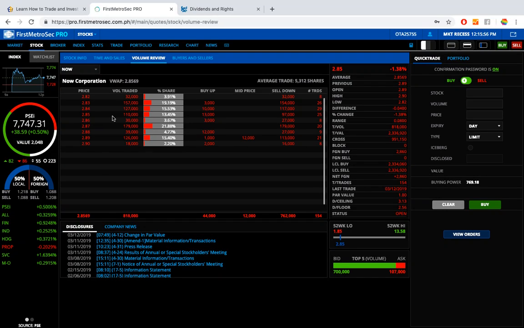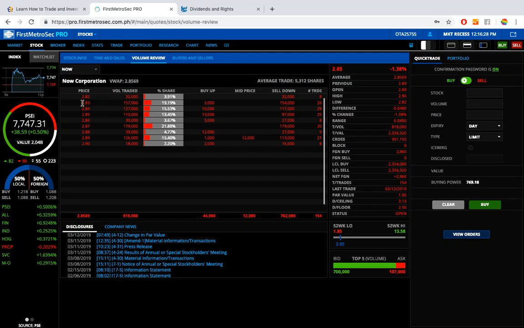Now, the range that got the biggest volume and the highest number of trades is between 2.83 to 2.89. Okay, 2.83 to 2.89. But if I were to pick specific price points instead of a range, then I would give you 2.83, 2.84, 2.85.